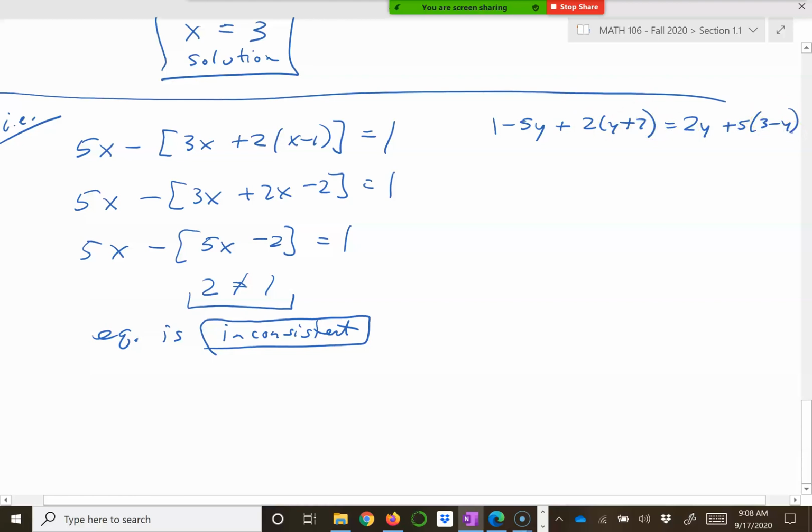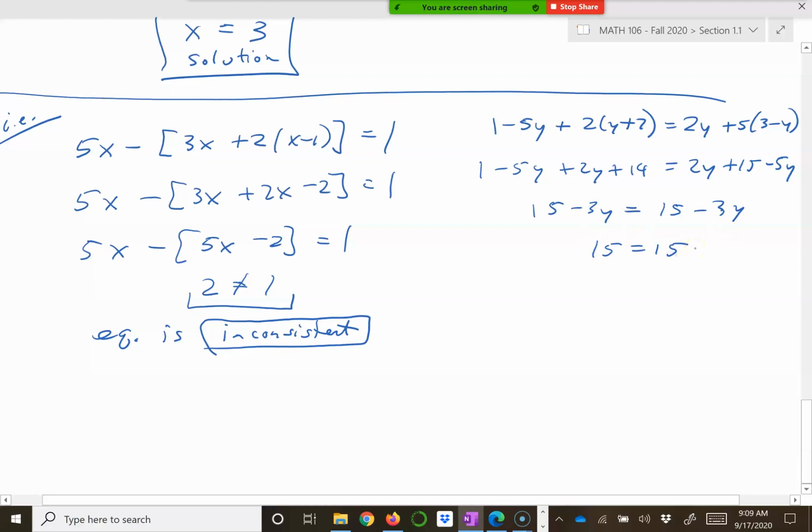So lots of stuff going on here. So I'm going to do the parentheses first. Okay, we're all good with that. So what do we have here? 1 and the 14 is 15, and the negative 5y plus 2y is negative 3y. And then over here we have 15 minus 3y. And if I add 3y to both sides, I get 15 equals 15.